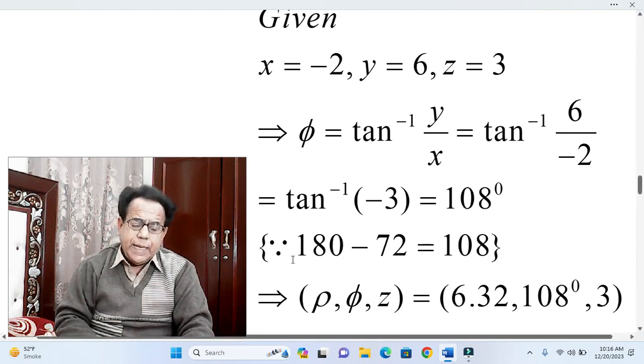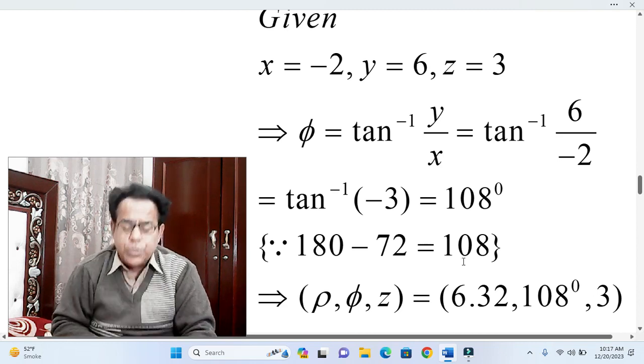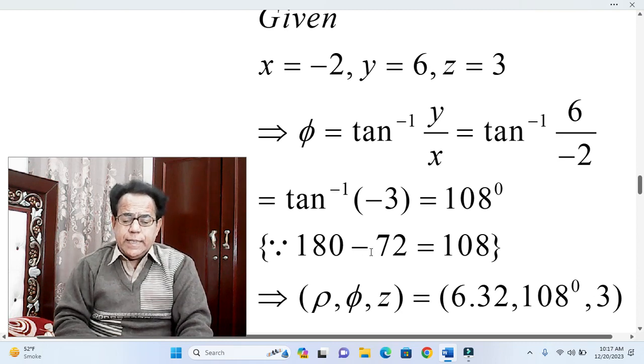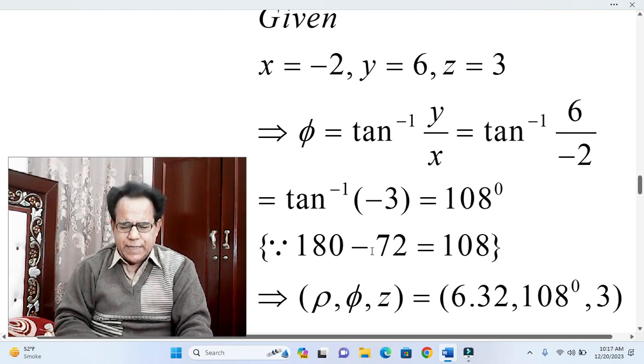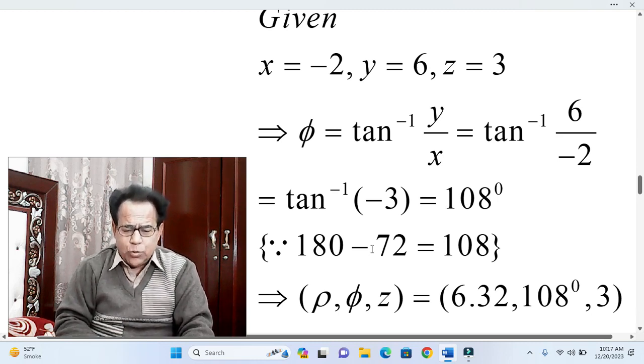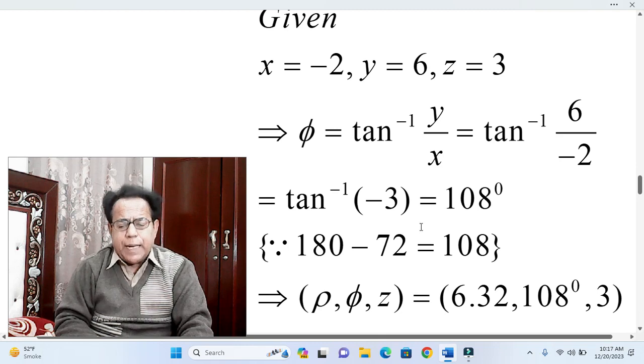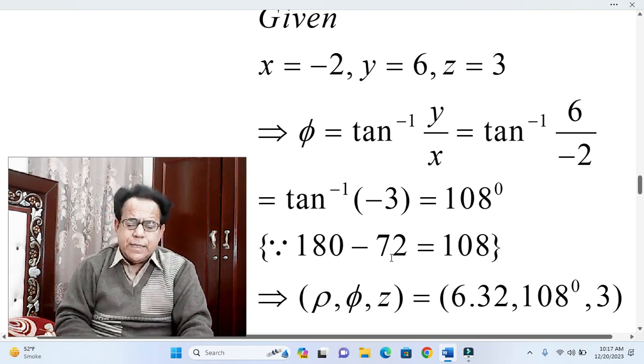Here a hint or explanation is given in this curly bracket: because 180 minus 72 is equal to 108. Actually, dear students, tangent inverse plus 3 is equal to 72, but it is tangent inverse minus 3. So this figure, that is 72 degrees, will be subtracted from 180 degrees.